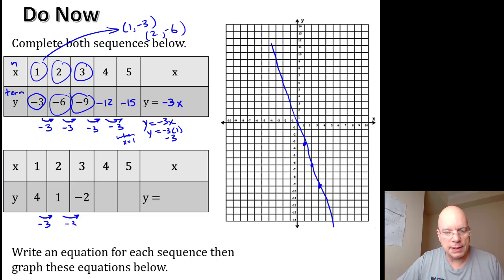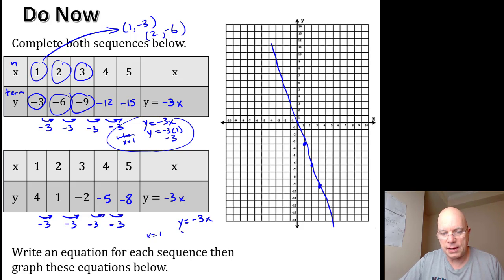This next sequence, this is decreasing by 3. Well, that's decreasing by 3. We have the same common difference. This would be negative 5, and this would be negative 8 when I continue that pattern. So the equation starts out the same way. But if I have my equation y equals negative 3x, we already know from up here that if I substitute x equals 1, I would get negative 3.